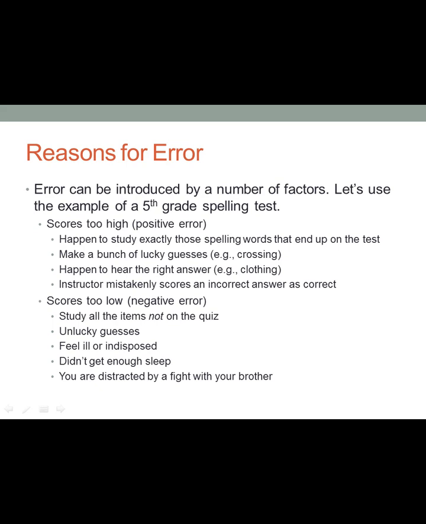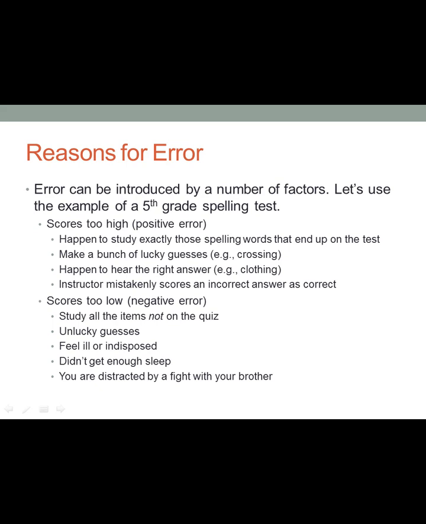And then another possibility is that your teacher didn't notice that you actually spelled the word wrong. Your handwriting wasn't so good and your teacher thought it was correct, but it was really wrong. So that could introduce positive error as well. So these are just some examples of how you might get a score that's higher than your actual ability.